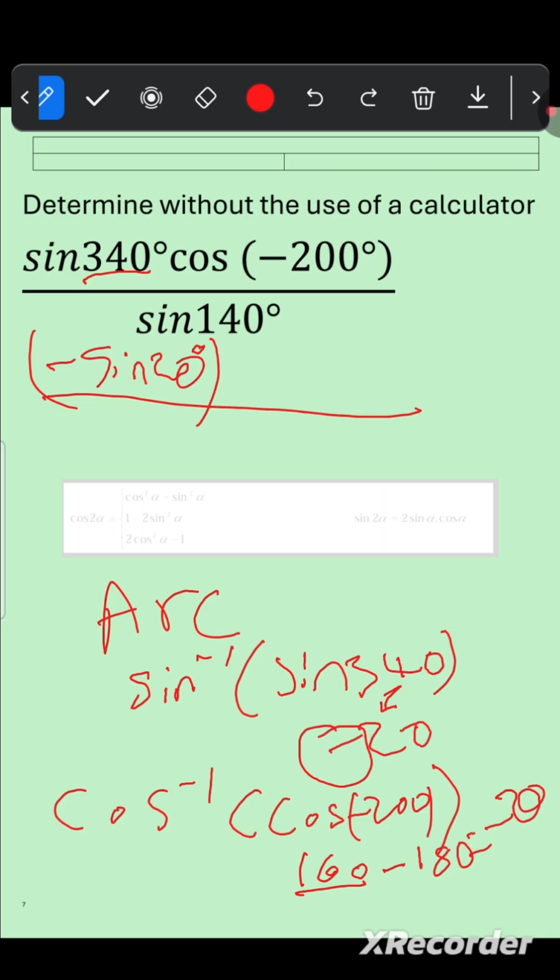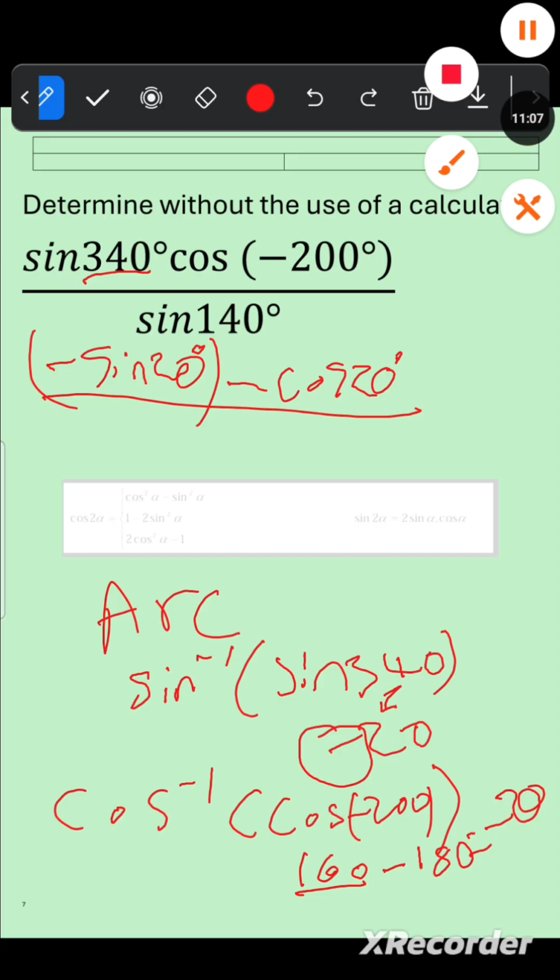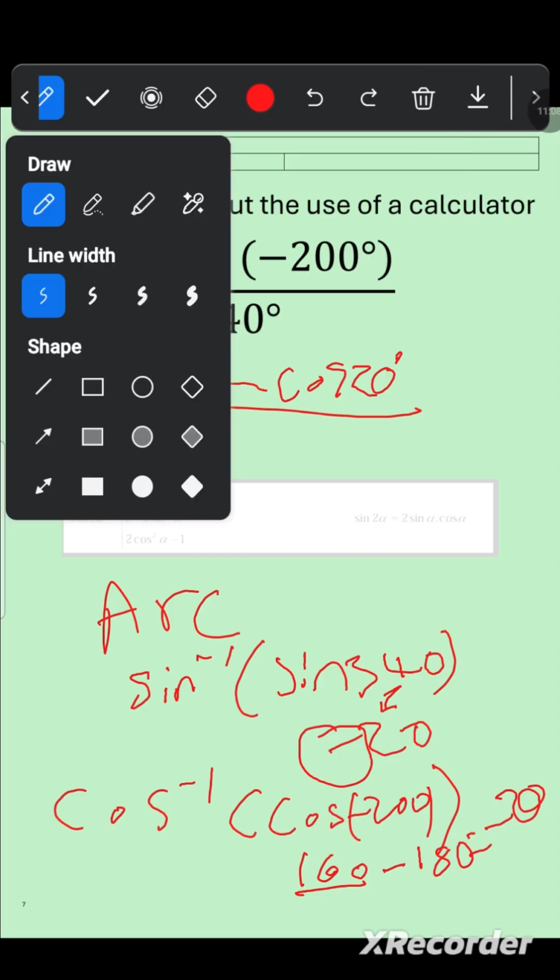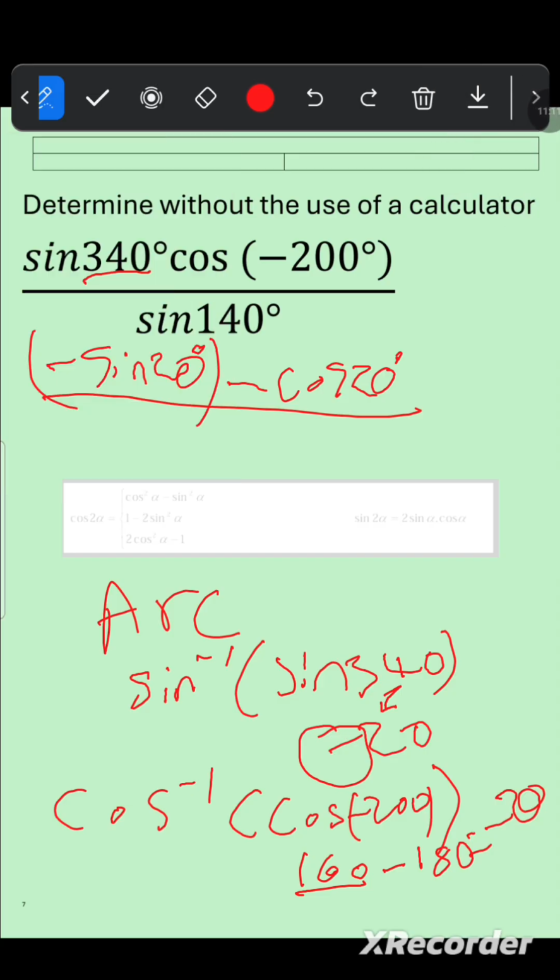So meaning now, this is negative cos 20. The negative sign, this is what is happening. This negative comes from this answer there. You assign it to the trig ratio, the negative that you get in the answer in the calculator.